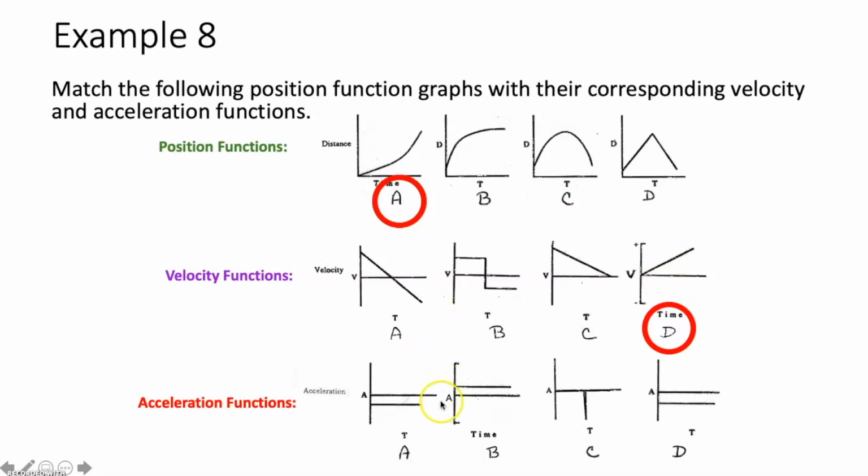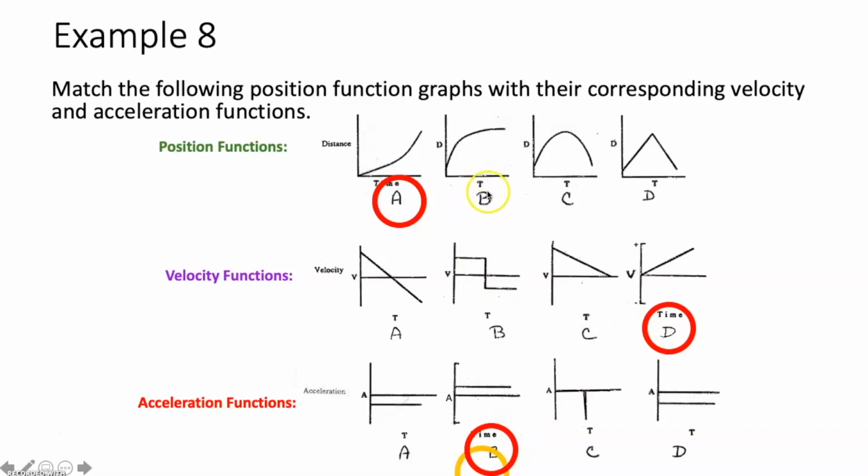Now let's figure out which acceleration graph matches with this velocity graph. Again, acceleration is the derivative of velocity. So that means that this graph, if we're looking at the slope of this graph, it's just a constant positive slope. So that would match with a constant positive y value down here in the graph of acceleration. So which of these has a constant positive y value? Well, if this is our t-axis, then this would be a constant positive number. So D would match with B. There we go. We got all three.